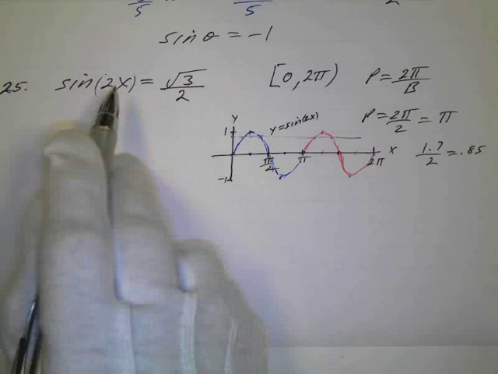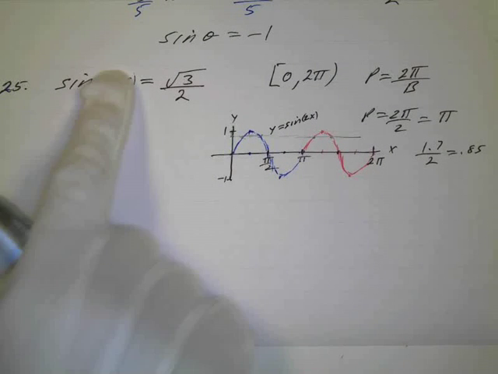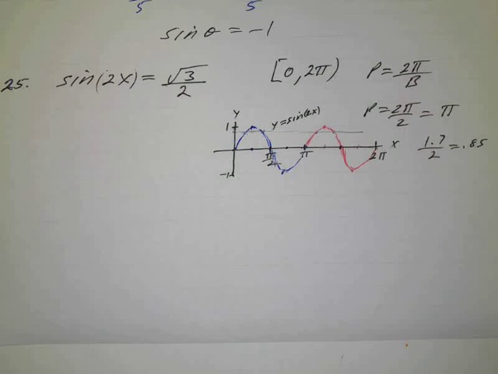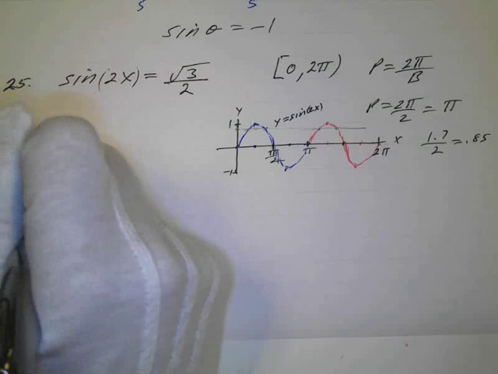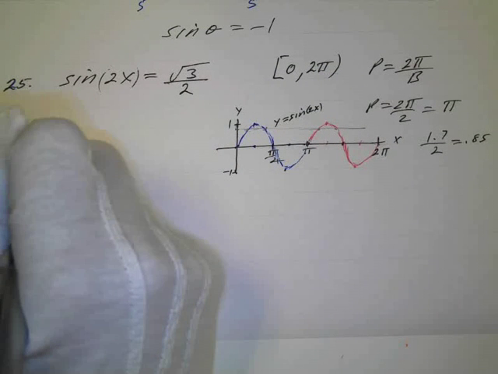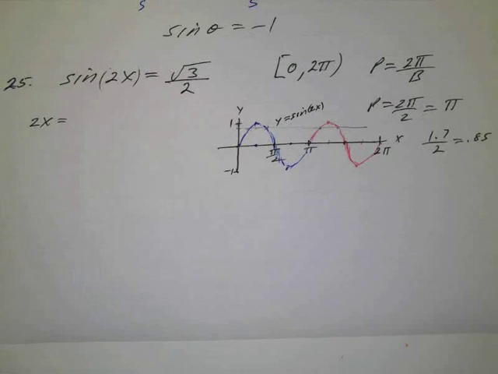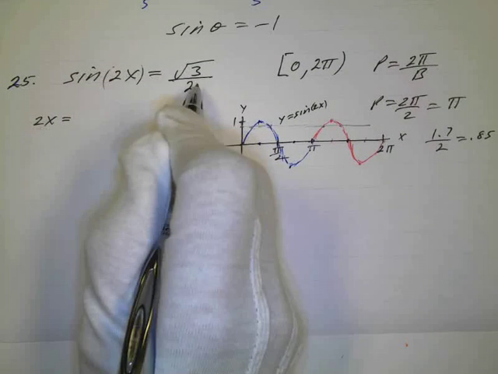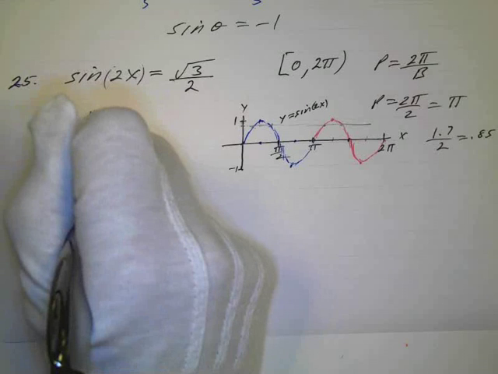Okay, so let's go back and take our basic. Now let's just think of this as x. If this was just x, okay, the sine of what, something, we call this something. The sine of something is the square root of 3 over 2. What's the something going to be? Well, that 2x would equal pi over 3, because the sine of pi over 3 is the square root of 3 over 2.